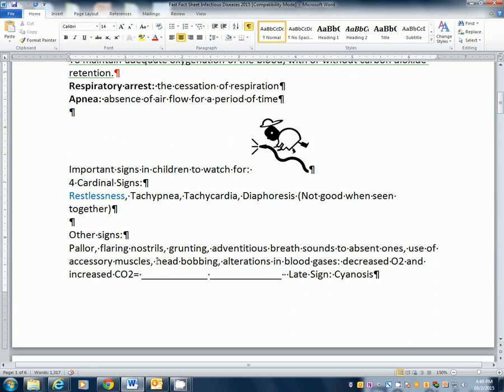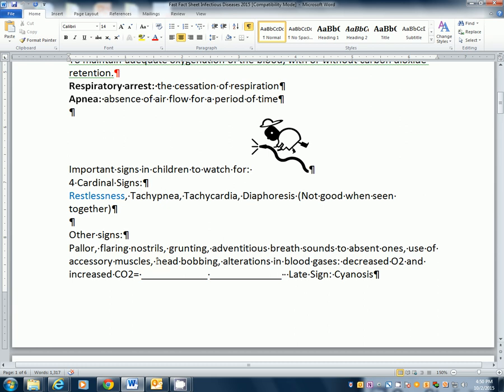Adventitious breath sounds to absent ones. The use of accessory muscles. Head bobbing, which looks just like that, the head bobs. Alteration in blood gases, a decreased O2 and increased CO2. So you end up with what we call respiratory acidosis. And the late sign with children is always cyanosis.